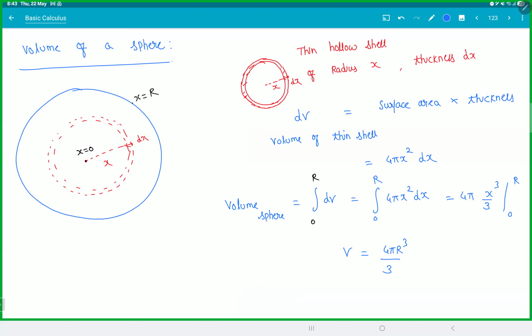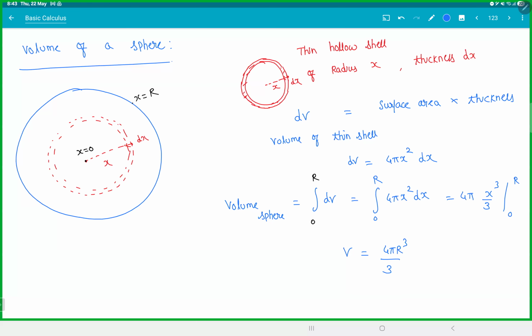Anyways, is the volume thing clear? Any doubts on how I got the volume again? So the main thing, you took a thin shell of radius x. So the surface area of this is 4 pi x square. Surface area into thickness is volume. So this is the volume of the thin shell. If you add all these volumes, I'll get the full sphere's volume.